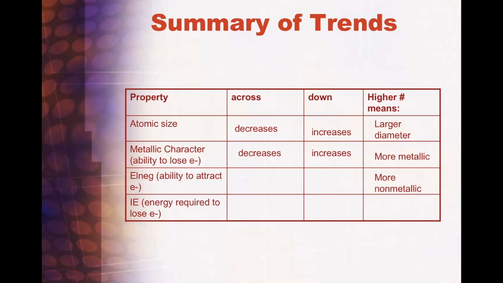Now, electronegativity is kind of the opposite of metallic character. It's the ability of elements to attract electrons. A higher electronegativity means more non-metallic, which means that the element is more easily able to gain electrons. Going across the table, electronegativity increases for two reasons. First of all, elements are more likely to achieve a noble gas configuration by gaining electrons at the right side than at the left side of the table.